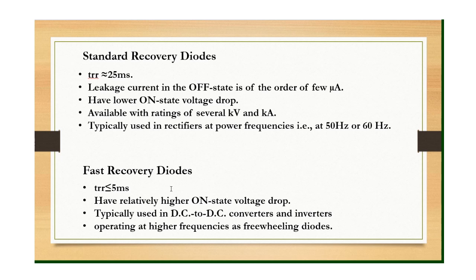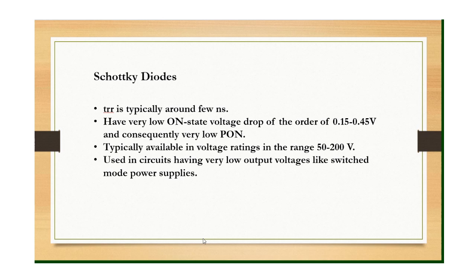While for fast recovery diodes, the reverse recovery time is less than 5 milliseconds. I hope you are able to compare it. They have a relatively higher on-state voltage drop. Okay, observe here, higher on-state voltage drop, and typically it is used in DC to DC converters and inverters operating at higher frequencies as freewheeling diodes. While for Schottky diodes, TRR, that is reverse recovery time, is typically around a few nanoseconds.